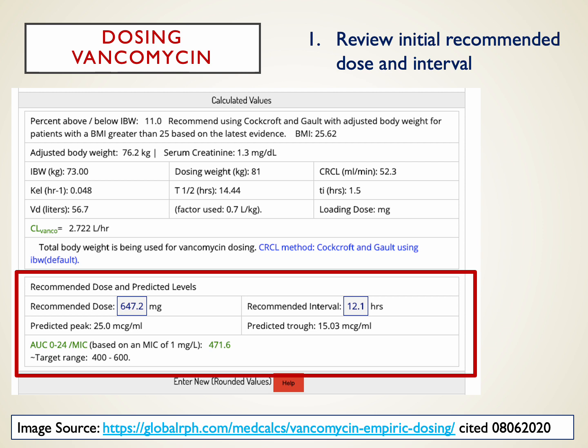What's not reasonable is that we're never going to give 647.2 milligrams of anything, and we're not going to give it every 12.1 hours. So we're going to try to change this to something more practical.